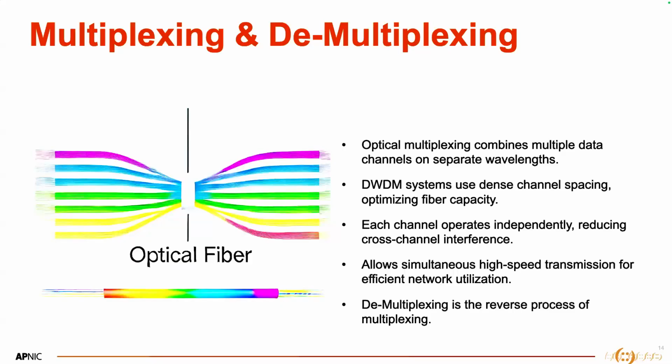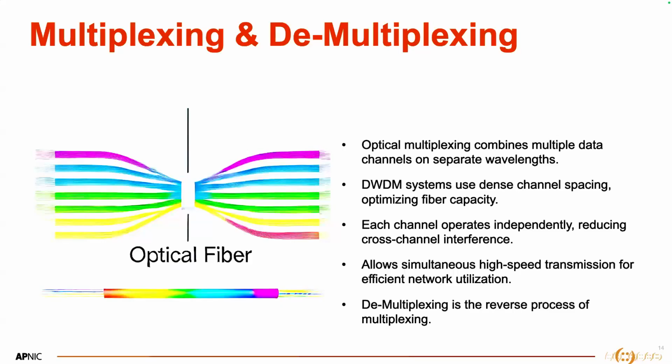What is multiplexing? Multiplexing means combining different signals into one single signal and passing it through the optical fiber. What is demultiplexing? Demultiplexing is decombining or decoupling the signals from one single signal into different signals, which were sent by different sources at the beginning. So the reverse process of multiplexing is called demultiplexing.